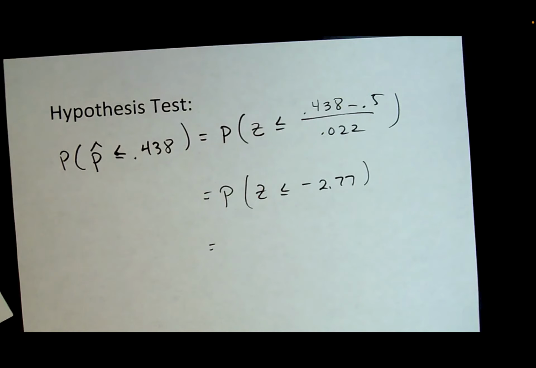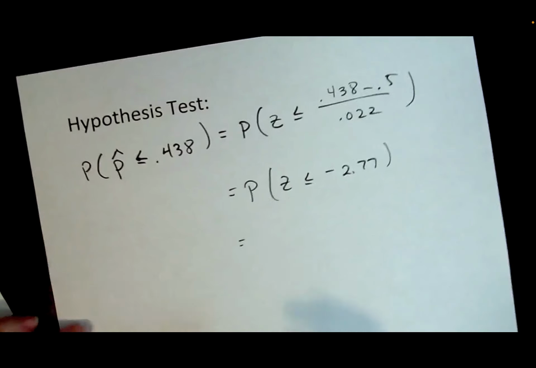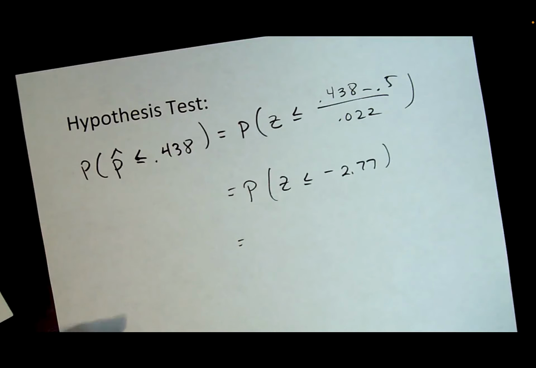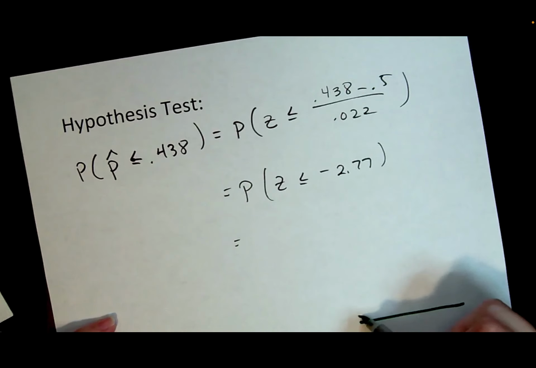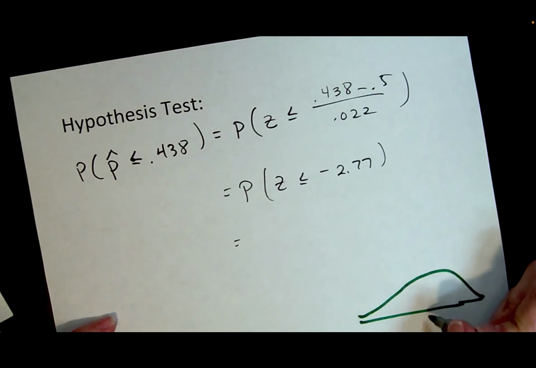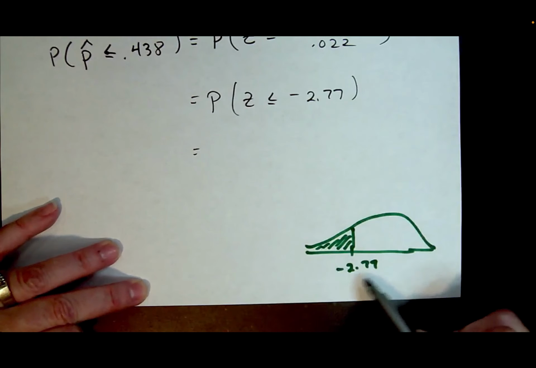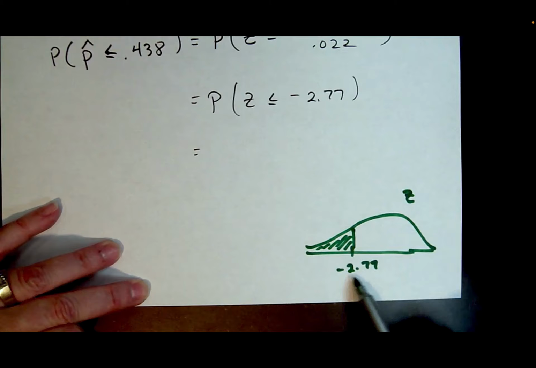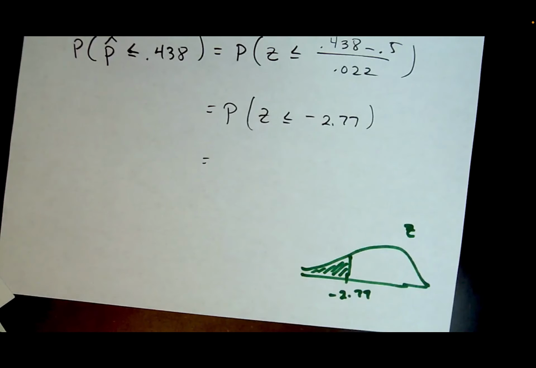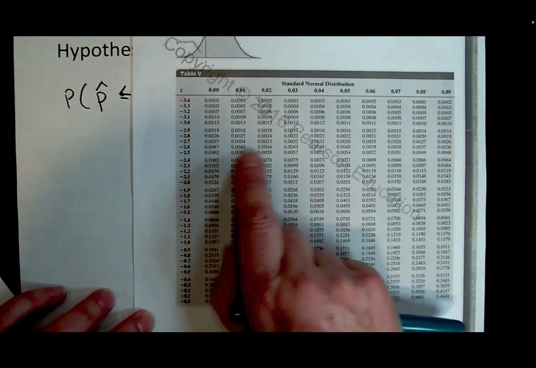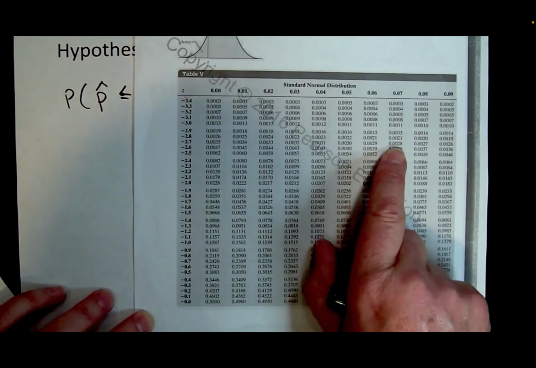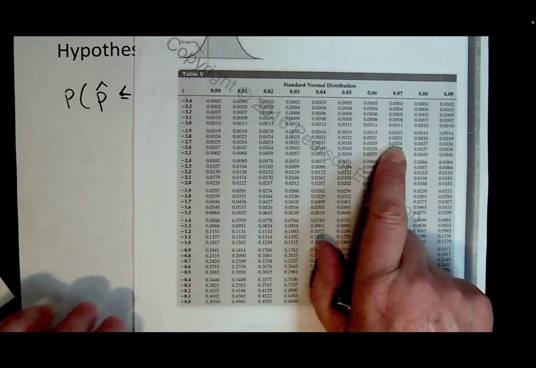So I want to know, and by the way, this is a left-tailed test, isn't it? That's kind of handy because I'm looking for the probability of z being less than negative 2.77. That's nice because that's what the table gives us, stuff to the left. So let's see. Negative 2.77, that looks like 0.0028.